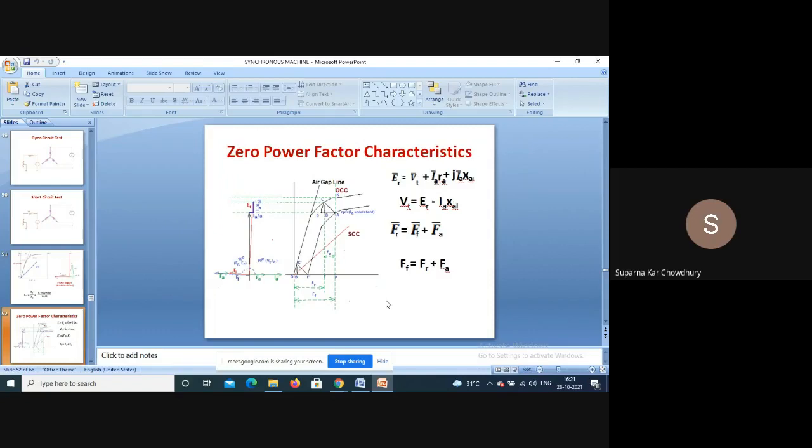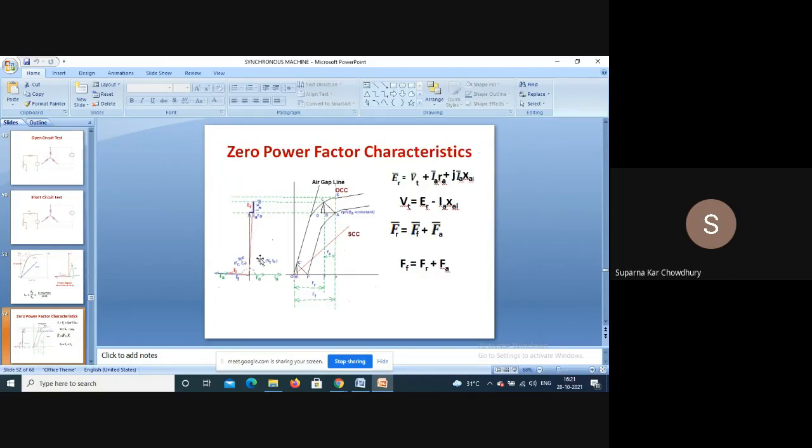Now normally it is done at rated current. So under this condition, the terminal voltage and field current are plotted. That curve is this one, and it is parallel to the OCC. This also we have explained earlier.